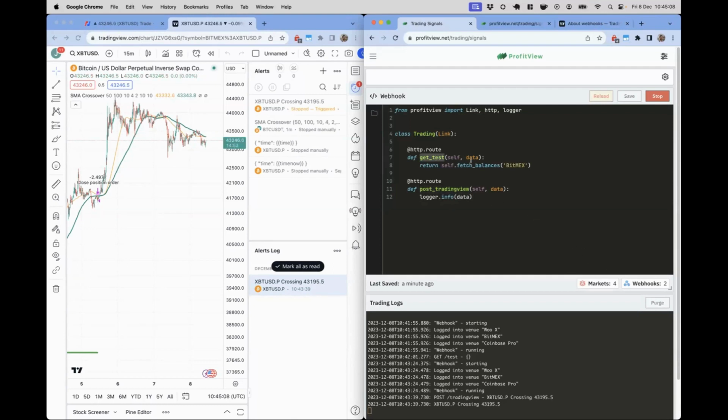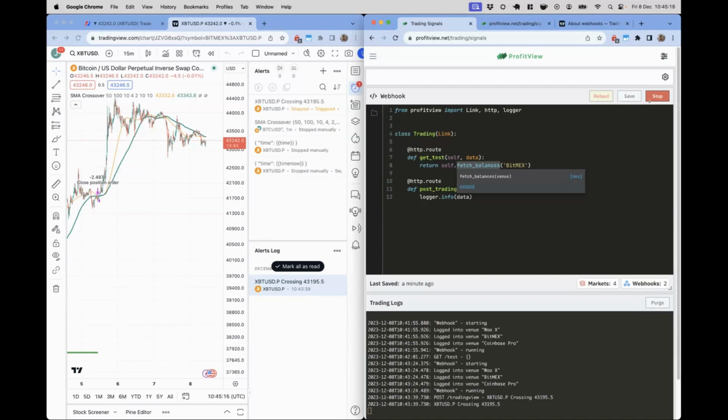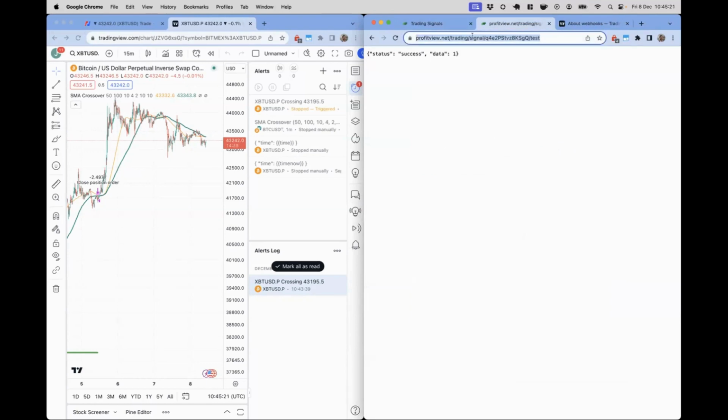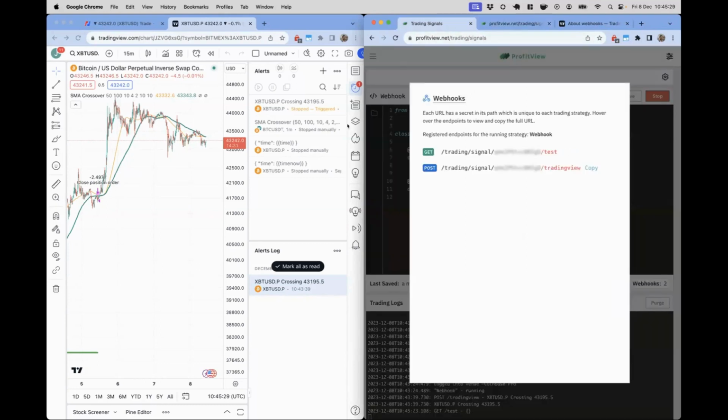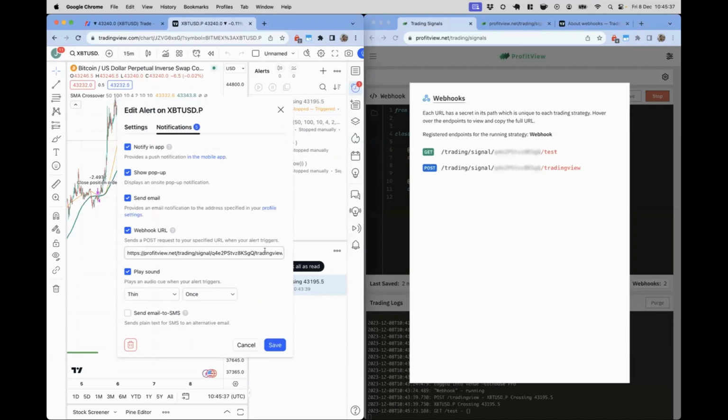But just as an example, I've got one here, fetch balances. So I come in here. Actually, let me just call it get tests. If I go to that URL, you'll see that it's gone off and fetched my balances from BitMEX. The way TradingView works is that they accept URLs and they get sent as a post request. So you can see here, a post request that triggers alerts.